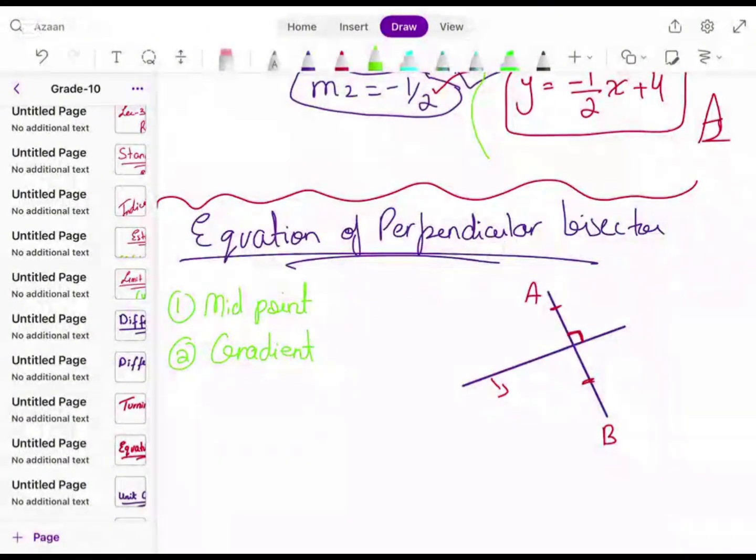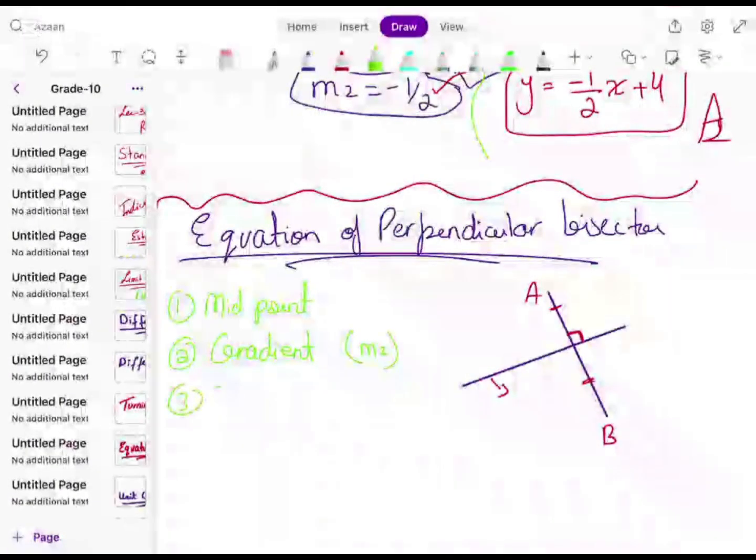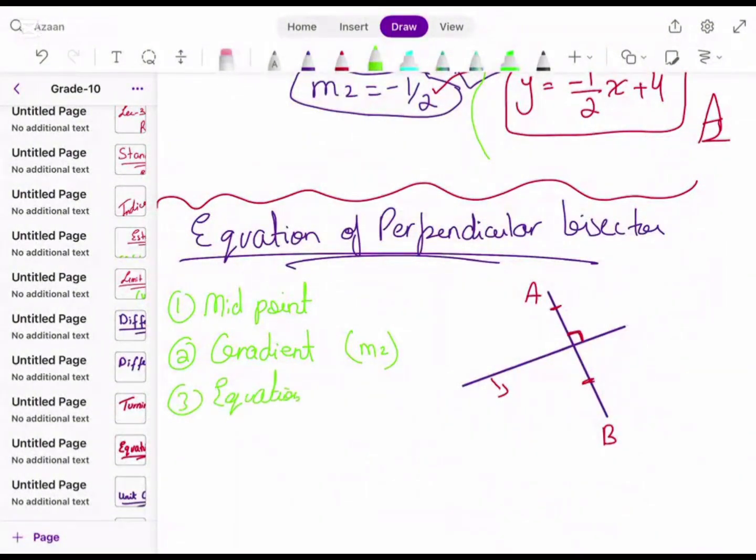As you know, the line is a perpendicular bisector. This means that we have to find M2. So the second step is to find the gradient and the value of M2 by using the condition M1 multiplied by M2 equal to -1. And the third is the equation. We have to make an equation. These are the three steps to find the perpendicular bisector.